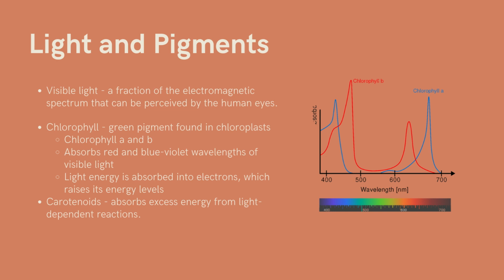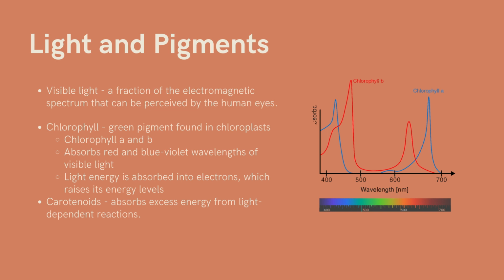One particular electromagnetic wave that we will discuss is visible light. It is a fraction of the electromagnetic spectrum that can be perceived by the human eye. The electromagnetic spectrum is a spectrum of electromagnetic waves based on the wavelength of these waves. So visible light is a fraction of the electromagnetic spectrum which we can perceive with our naked eyes.